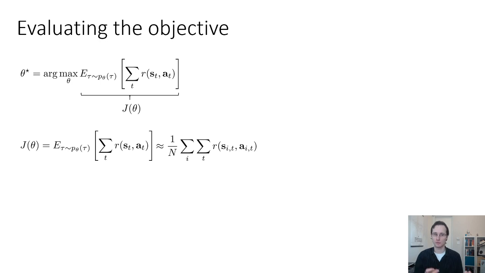So this is always true. If you have an expected value of some function under some distribution, you can sample from that distribution and then average together the values of the function at those samples, and that is an unbiased estimator for an expected value.